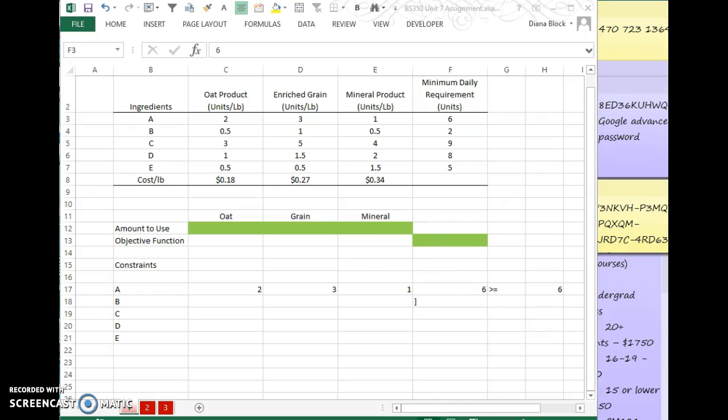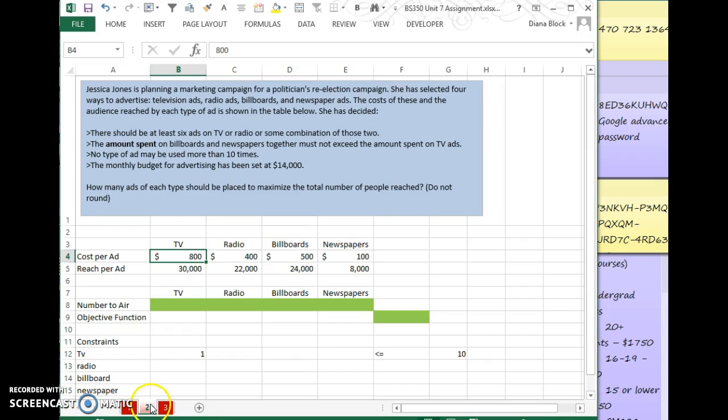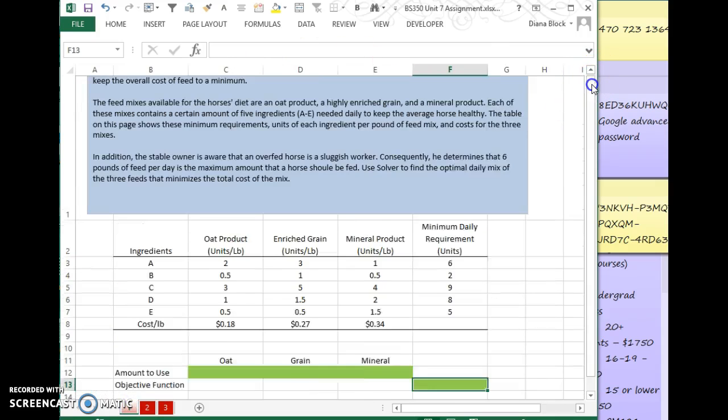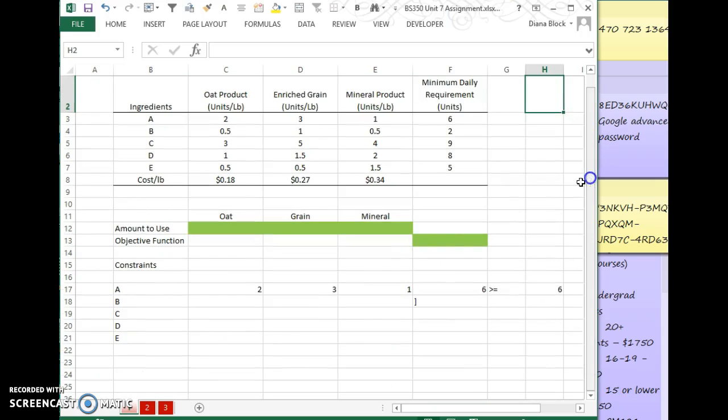And so that way, when you enter your constraints in Solver, you'll have all those different constraints, so that you will have the right minimum amounts of each nutrient in your formula. And actually, on this problem, we're not going to maximize profit. We're minimizing costs. Let's look up here. Okay, here we go. Use Solver to find the optimal daily mix of feed that minimizes total cost. So we're actually trying to minimize cost here.